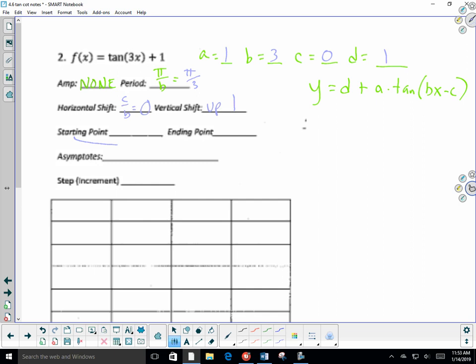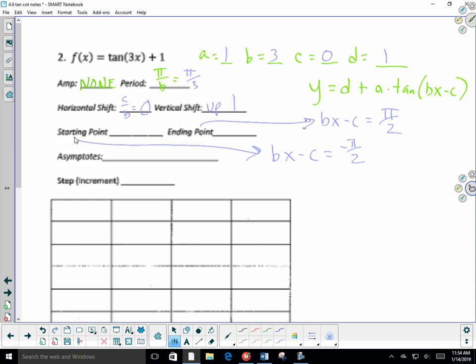The starting point here is going to be found by setting bx minus c not equal to 0, but we want one of our vertical asymptotes. We want to go from one vertical asymptote to another. So it probably makes sense to say, let's go from the vertical asymptote of negative pi over 2, and then for our ending point, we're going to set bx minus c equal to the next one to the right of that, which would be positive pi over 2. So those are going to be our rules for finding the starting position and an ending position.